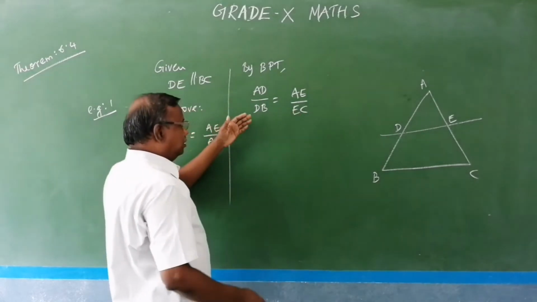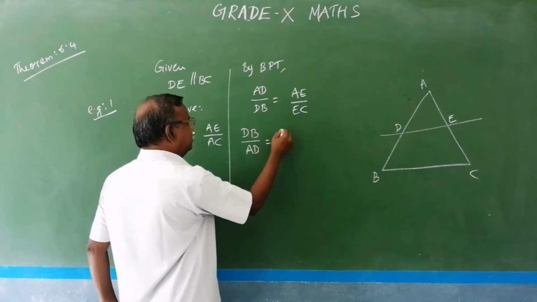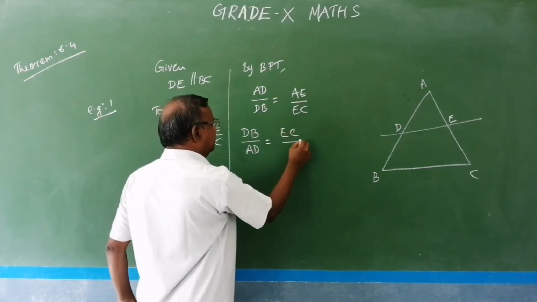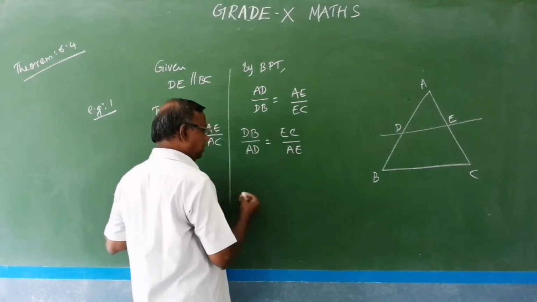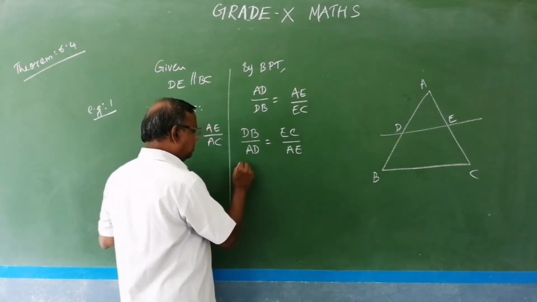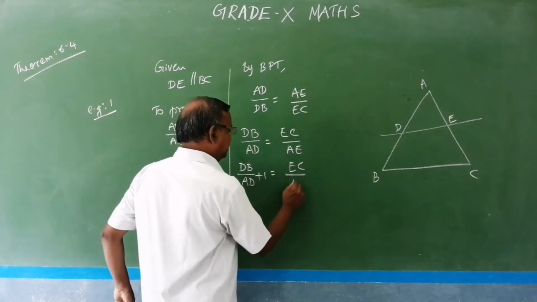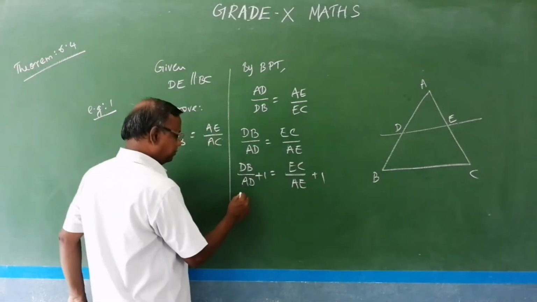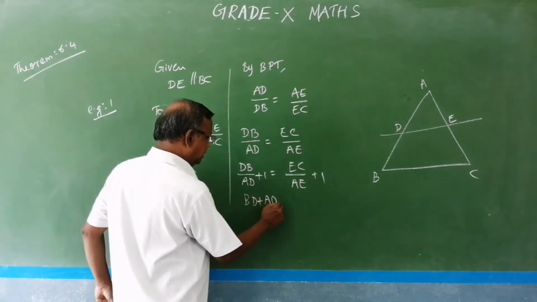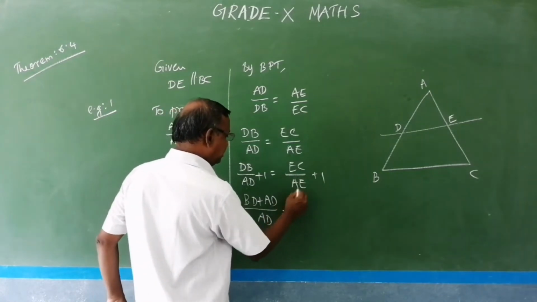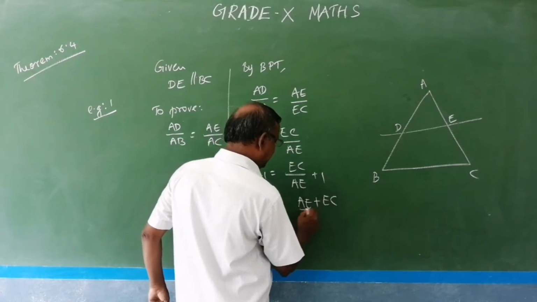Let us take the reciprocal. That means DB by AD is equal to EC by AE. Let us add 1 on both sides, since these two ratios are equal. So adding 1 on both sides, we have DB divided by AD plus 1 equal to EC divided by AE plus 1. That is, BD plus AD divided by AD equal to AE plus EC divided by AE.